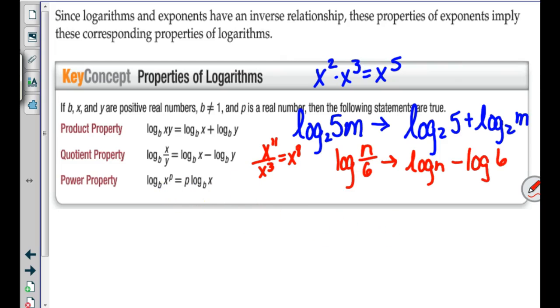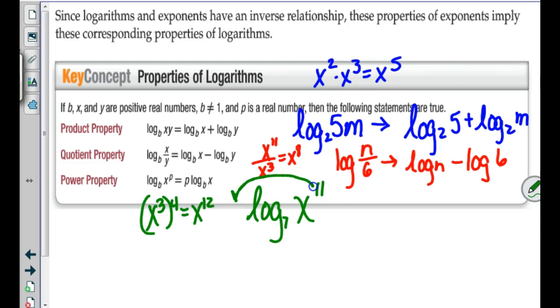And if you have a power to a power, so you had an x to the 3rd to the 4th, you would have gotten an x to the 12th. You multiplied, right? So if you have a log base 7 of x to the 11th power, you multiply this out in front, and it becomes 11 log base 7 of x.